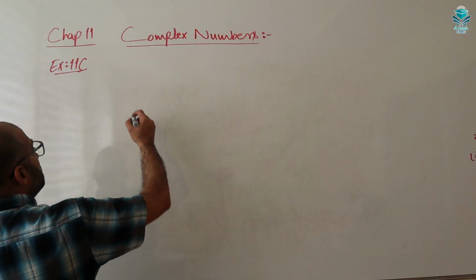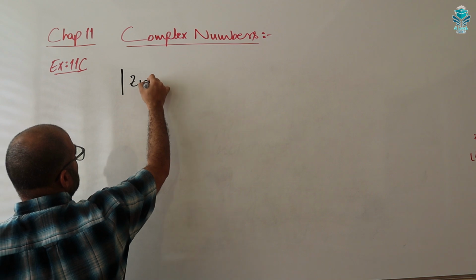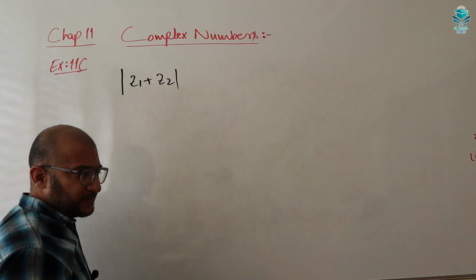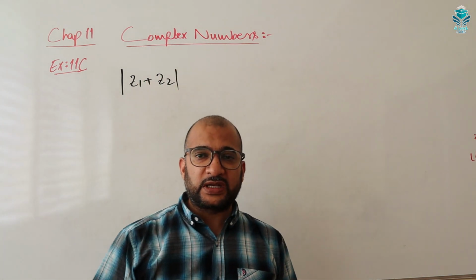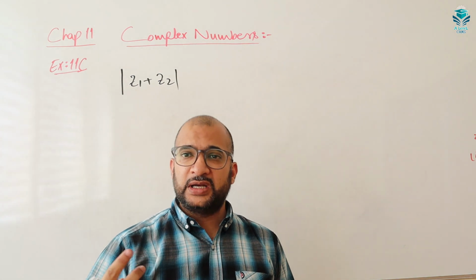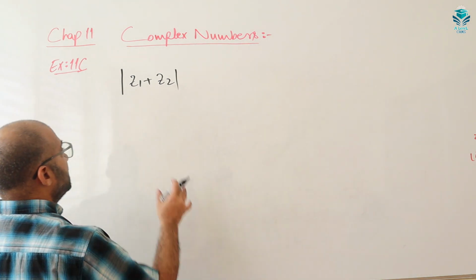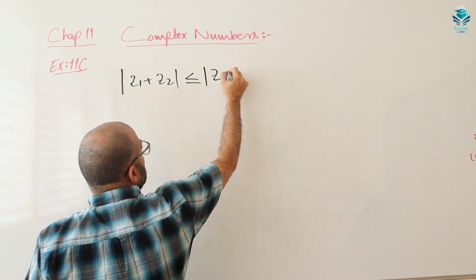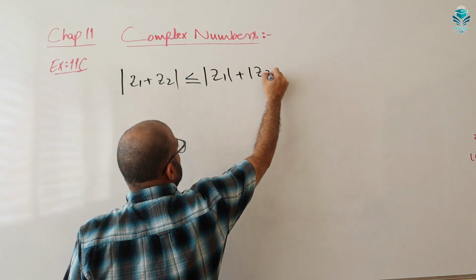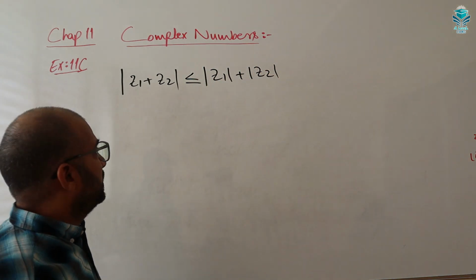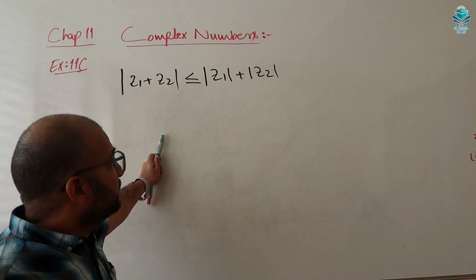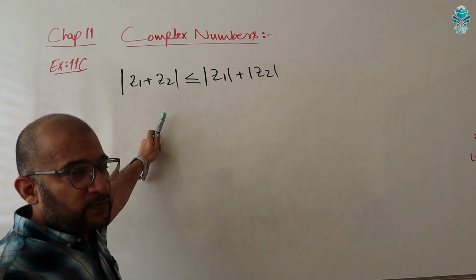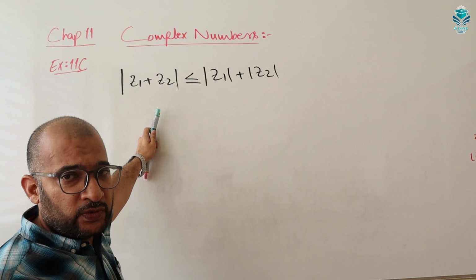So students, we talk about the modulus of the sum of two complex numbers Z1 plus Z2. Let's say Z1 is a complex number, Z2 is a complex number. When we add them, it is again a complex number. So we take the modulus of this one. It is less than or equal to the modulus of Z1 plus the modulus of Z2. The proof is beyond your course, so you can skip it. But if you request, I will make another video for you.